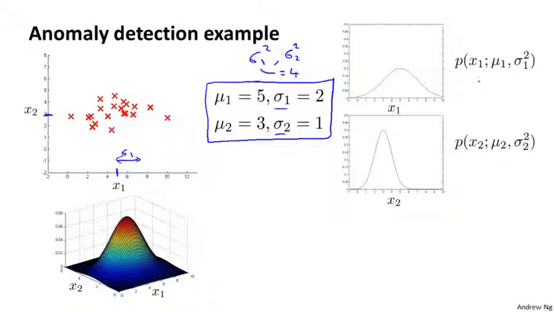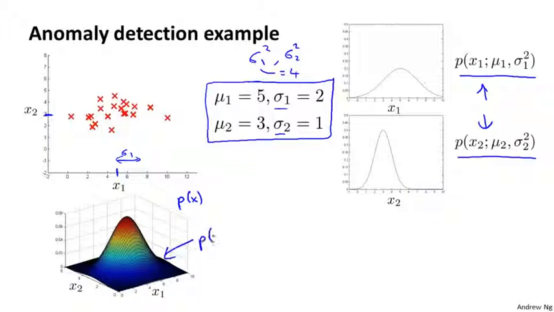And in pictures, p of x1 parameterized by mu1 and sigma squared 1, and p of x2 parameterized by mu2 and sigma squared 2, that would look like these two distributions over here. And it turns out that if you were to plot p of x, which is the product of these two things, you can actually get a surface plot that looks like this.